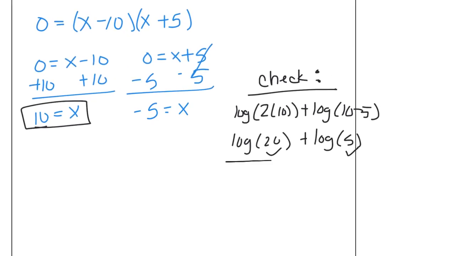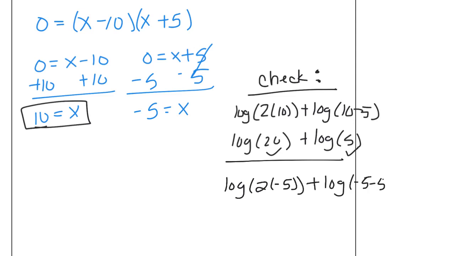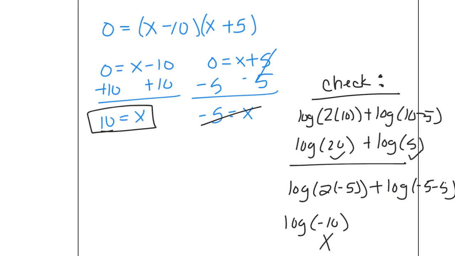Now let's check the other x. Log of 2 times x is negative 5 now, plus log of negative 5 minus 5. Well, 2 times negative 5, that's negative 10. There's already a negative inside of a log. That means that negative 5 cannot be a solution. So the only solution to this equation is x equals 10.